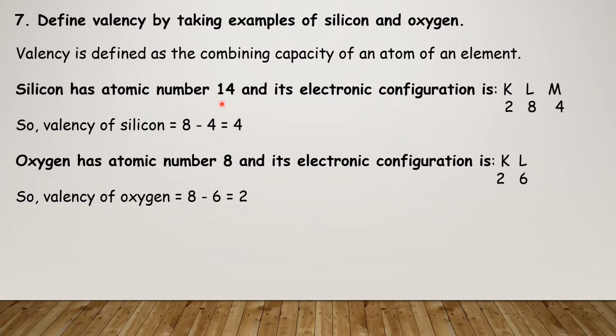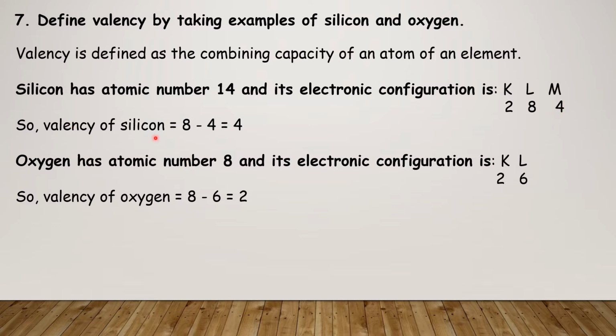Silicon's atomic number is 14. So the electronic configuration, or distribution of electrons, is like that: K, L, M. K shall contain 2 electrons, then L has the maximum capacity of 8. So 8 plus 2 is 10, then 4 more electrons are in the M shell. So here this 4 is the valence electrons. The electrons present in the outermost orbit are called valence electrons. So here 4 valence electrons are there in the case of silicon.